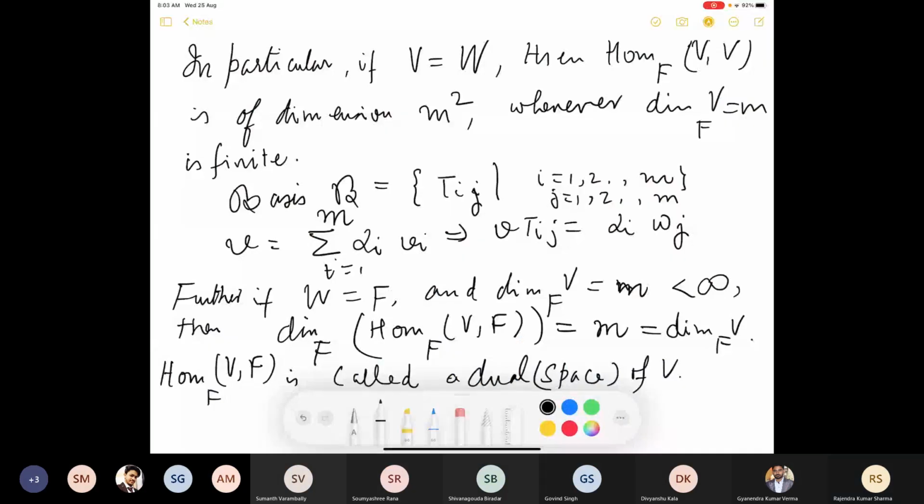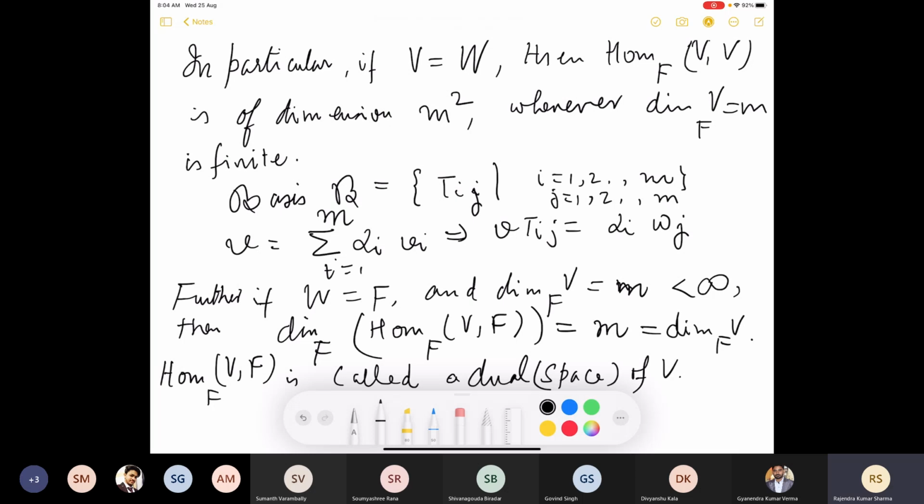So we proved that if V and W are two vector spaces over the same field, say F, and if Hom(V, W) denotes the set of all vector space homomorphisms of V into W, then this Hom(V, W) is also a vector space over F. We have further proved that if V and W are finite dimensional, in that case Hom(V, W) is also finite dimensional.